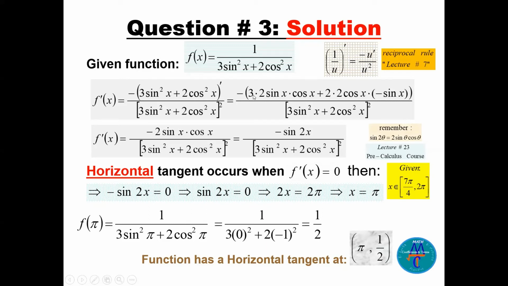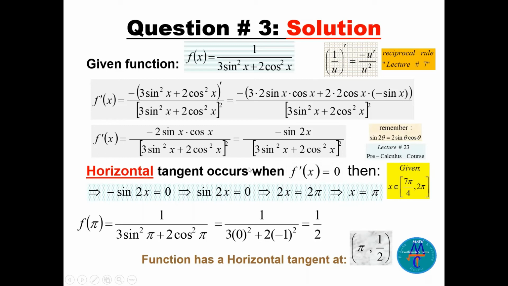Now go inside here: 6 sine of x cosine of x minus 4 cosine of x sine of x. You can add and subtract. So it will be 2 sine of x cosine of x, and there is a minus outside, so it will be minus 2. Now I can take this part, 2 sine of x cosine of x, as sine 2x. Just to remember the formula, sine of 2 theta is 2 sine theta cosine theta. This is lecture number 23 in the pre-calculus course.